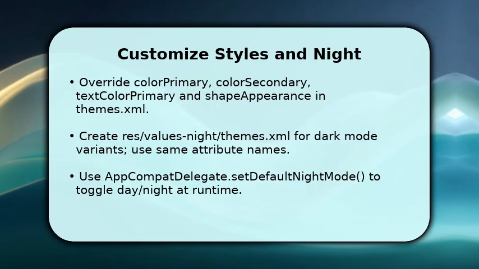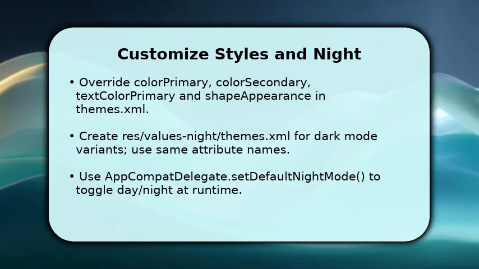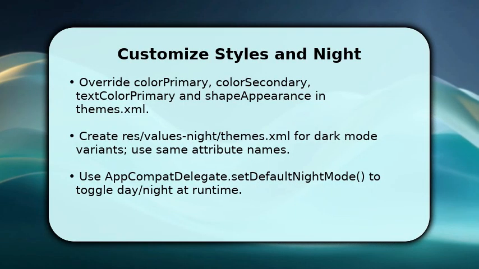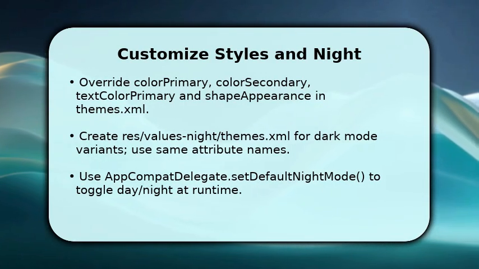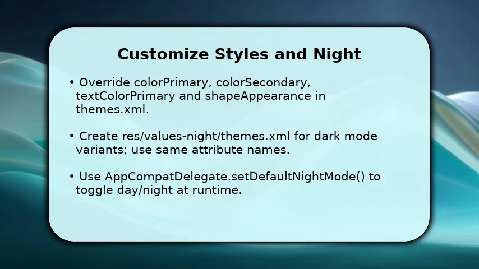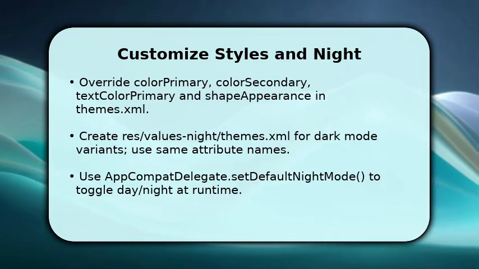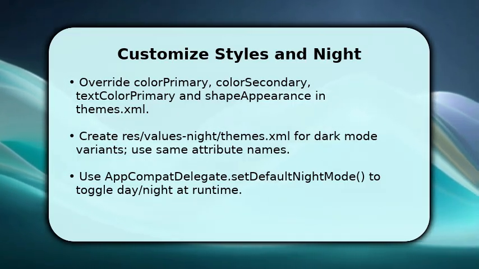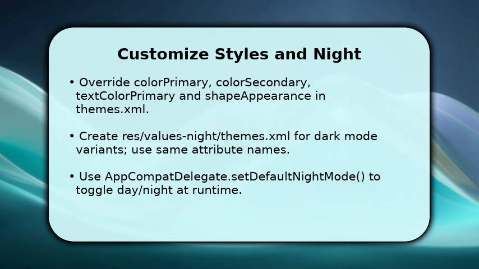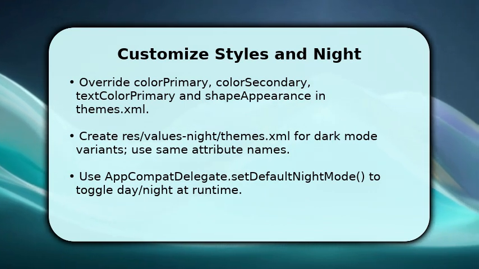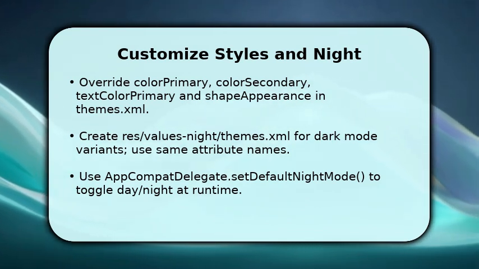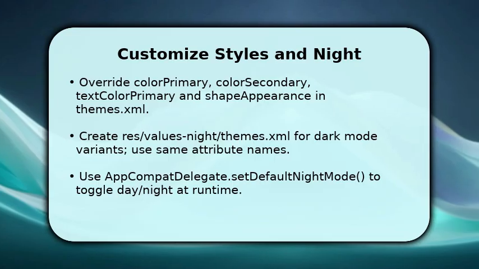Then create a parallel res/values-night/themes.xml that provides dark mode color tokens. Matching attribute names ensures seamless switching. To control mode programmatically, call AppCompatDelegate.setDefaultNightMode from your launcher activity or settings screen, which applies the theme variants without restarting the process.